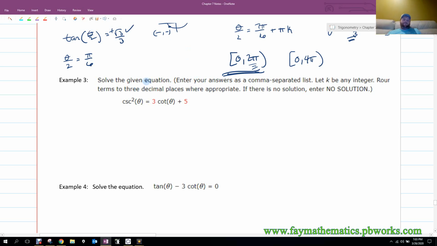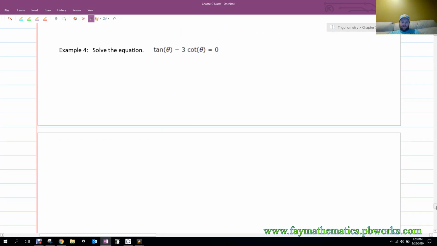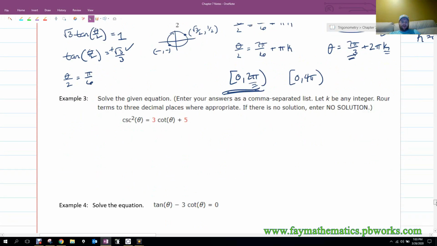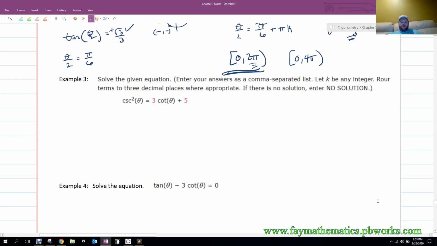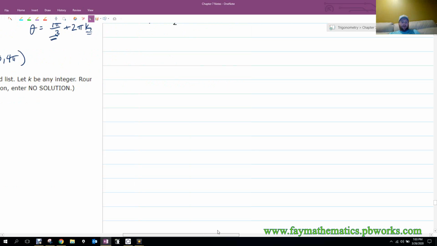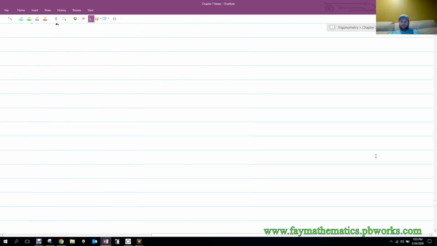We've got two more examples. I'm going to go to WebAssign and just pull off some more multiple angle questions, and I'll practice some of those with you here. And I'll save those last two examples for the next session.